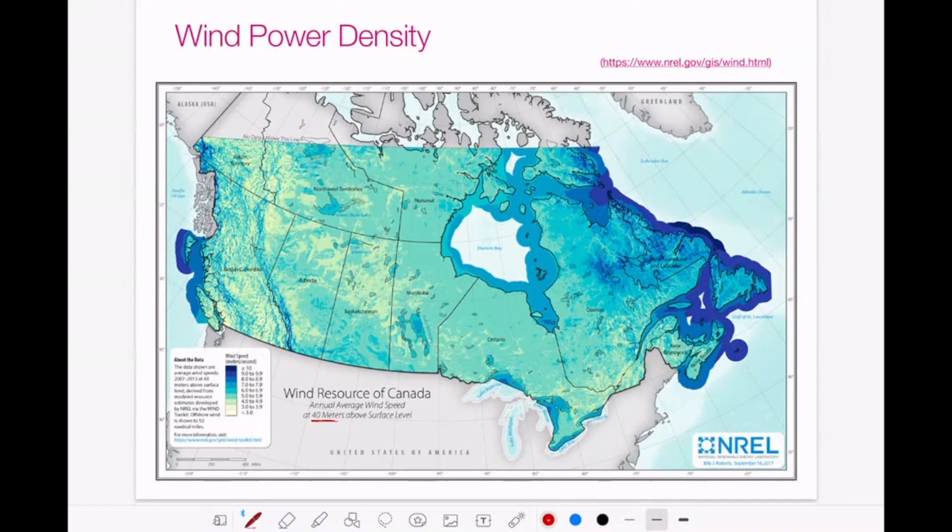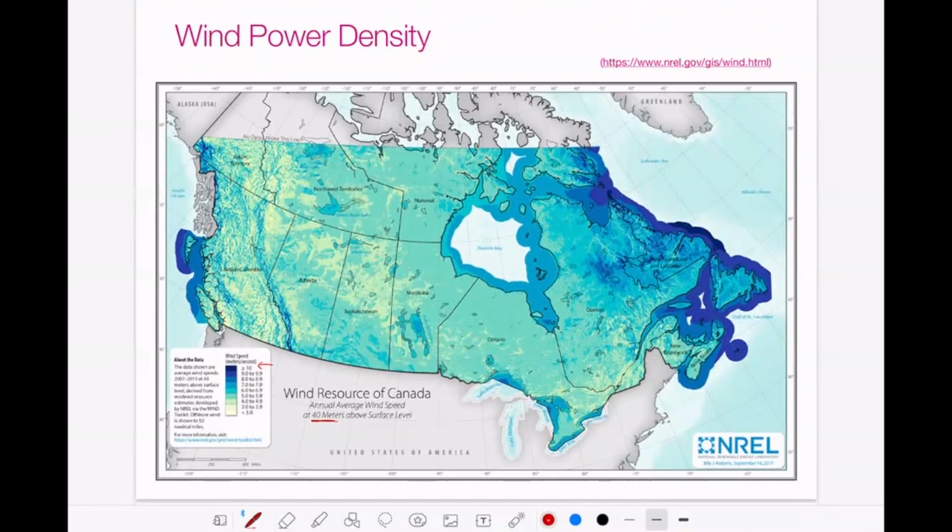And we can see on the east coast and around Newfoundland and the mouth of St. Lawrence, Nova Scotia, we have quite a bit of wind speed. The dark blue is greater than 10 meters per second. And these are the average wind speeds from 2007 to 2013, 40 meters above the surface level, derived from modeled resource estimates at NREL via the wind toolkit.